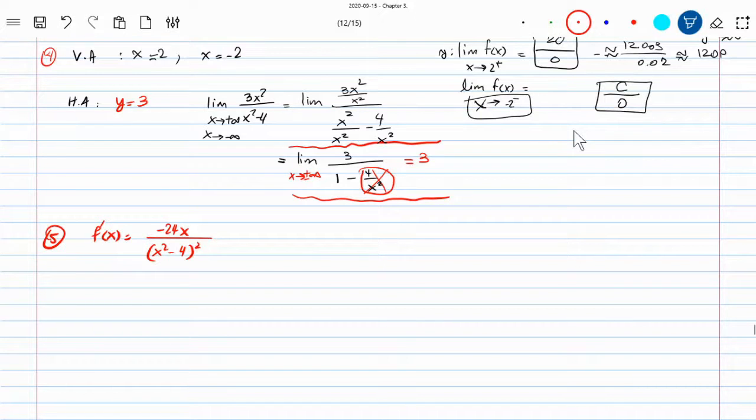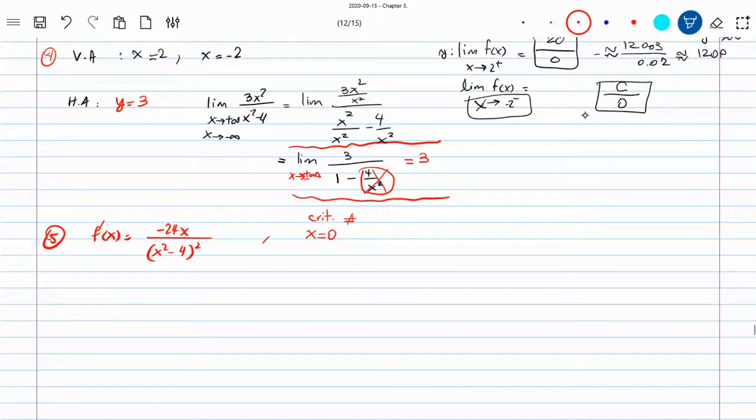We need to figure out the critical numbers and then the increasing and decreasing intervals and the corresponding local maximum. To find that, first we find the critical numbers. A critical number is where the derivative is 0 or undefined. So the derivative is 0 when the numerator is 0. So that happens at x equal to 0. These are critical numbers.